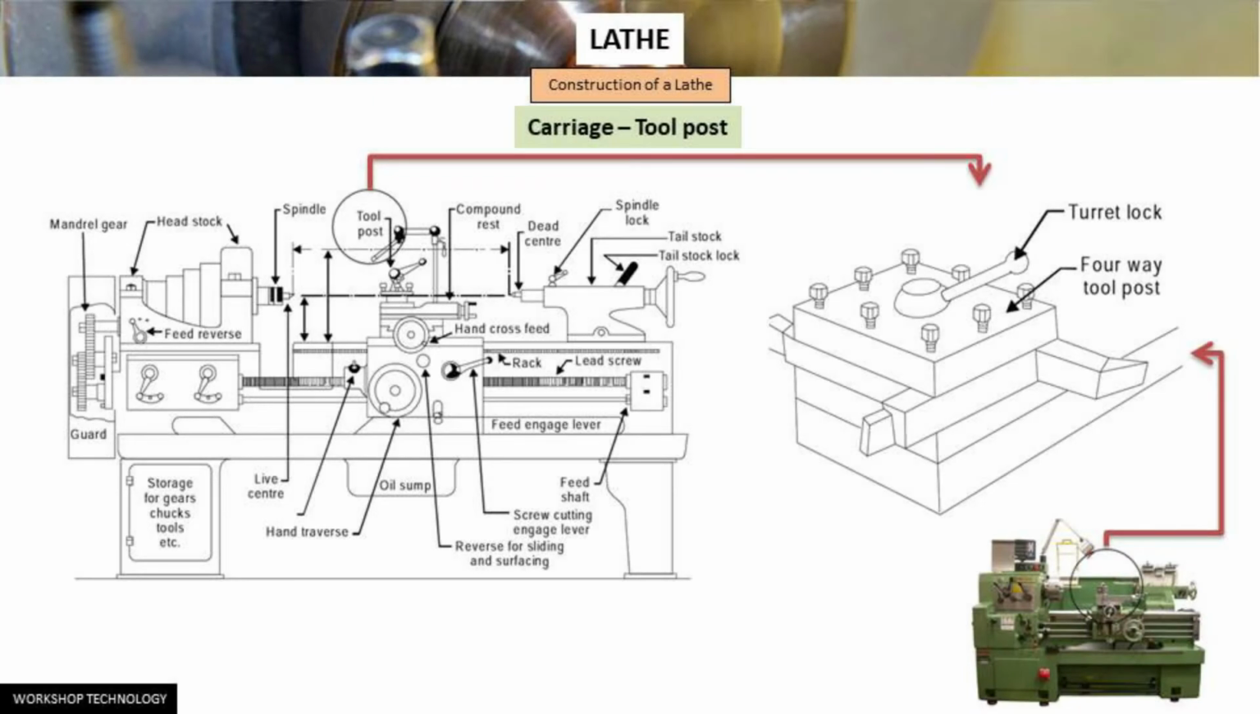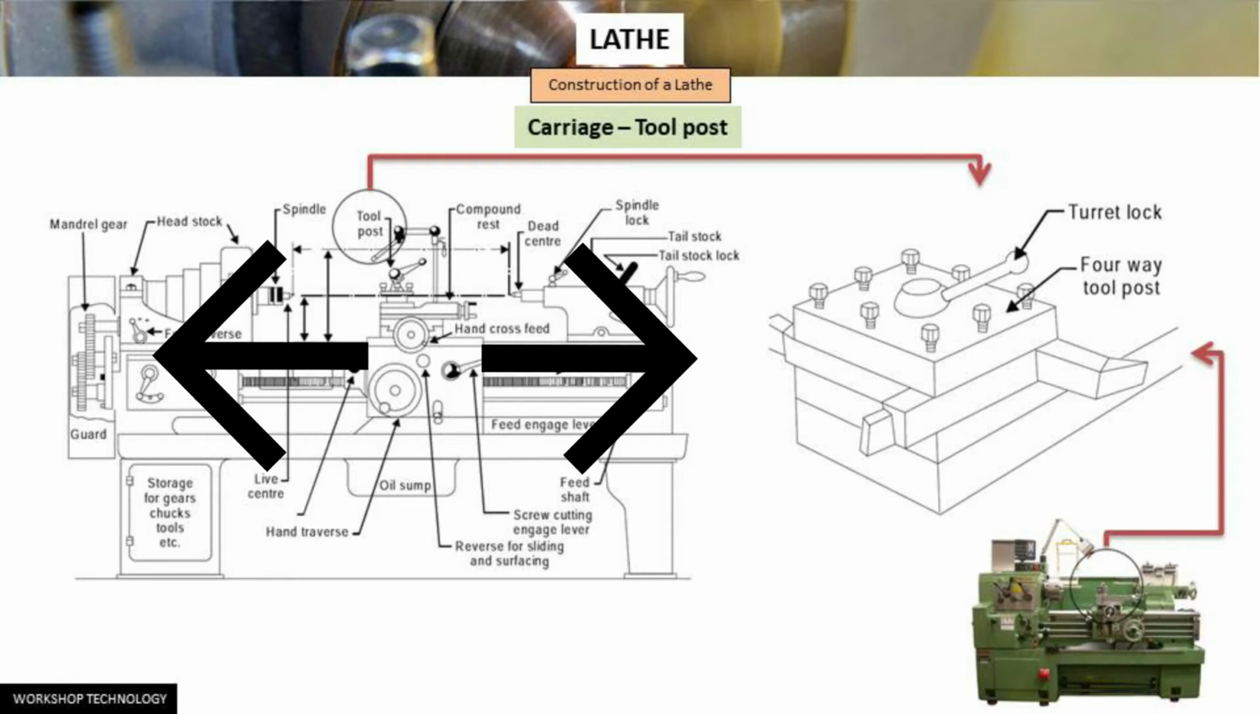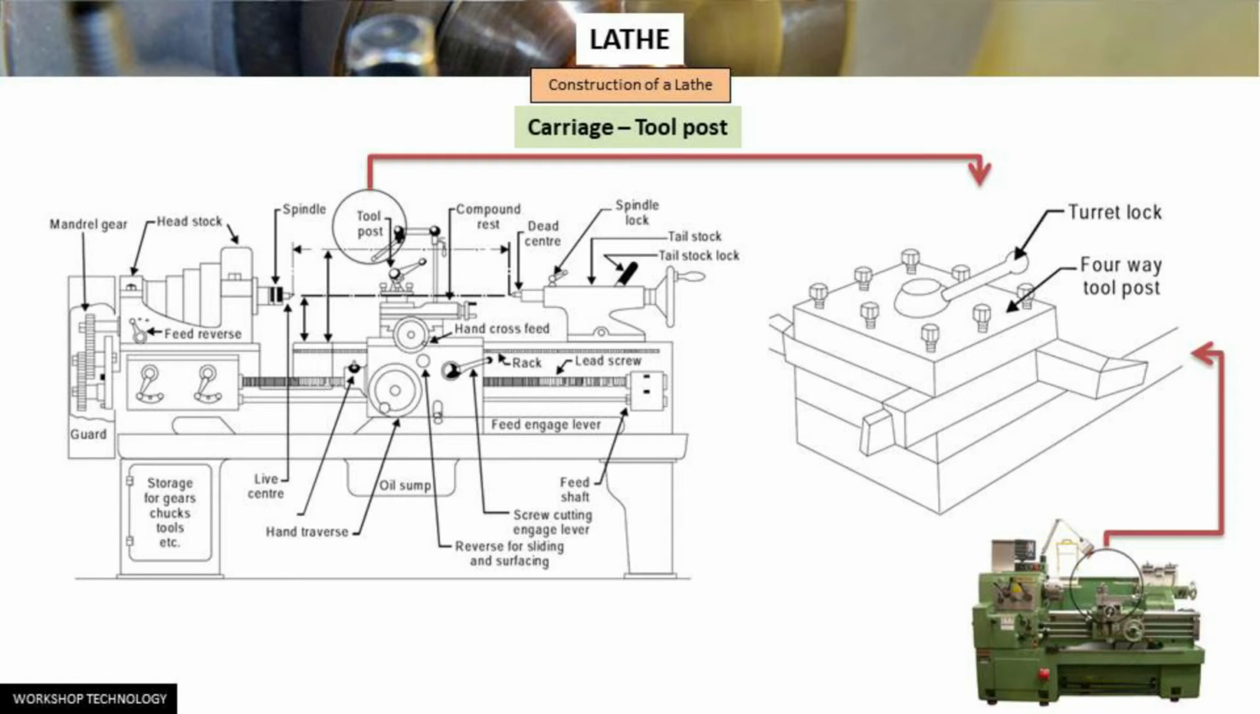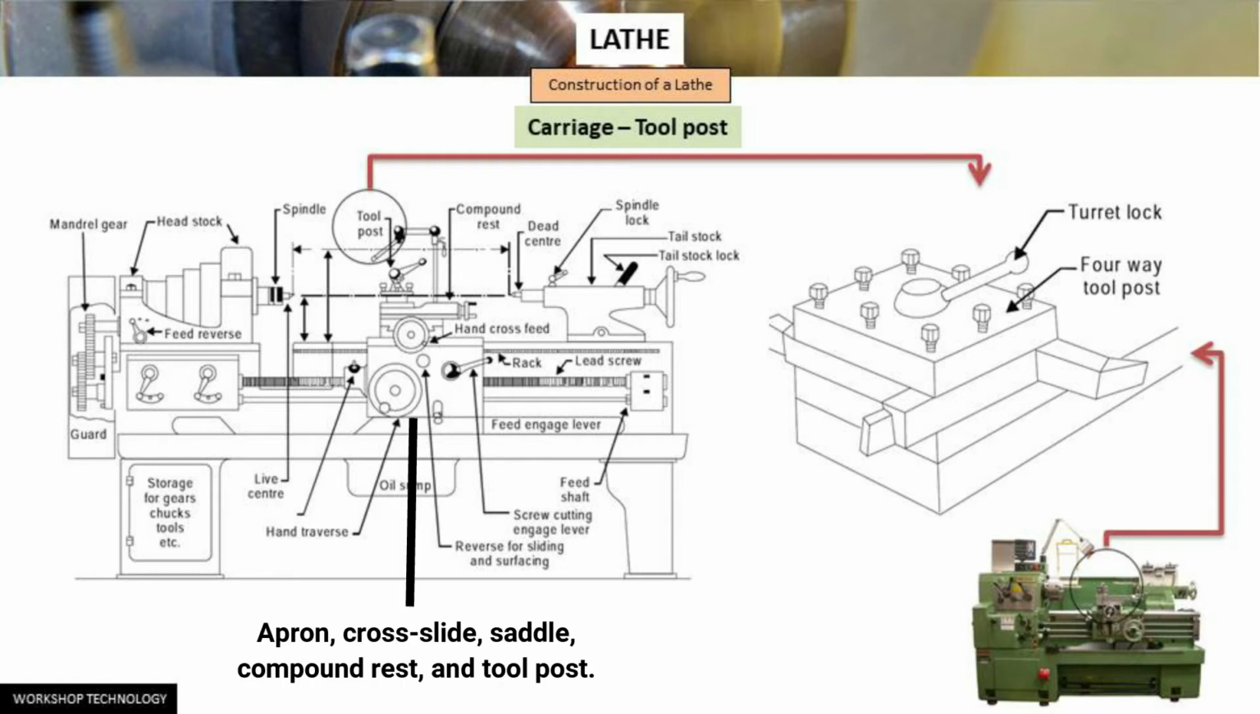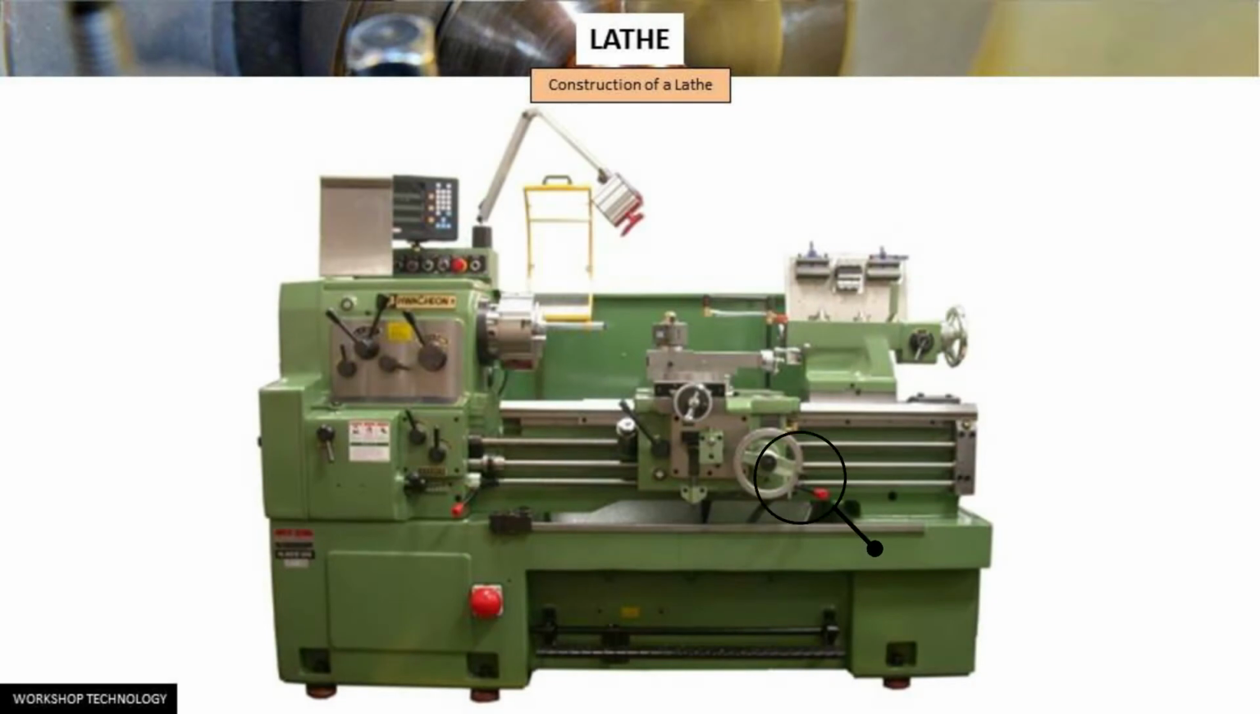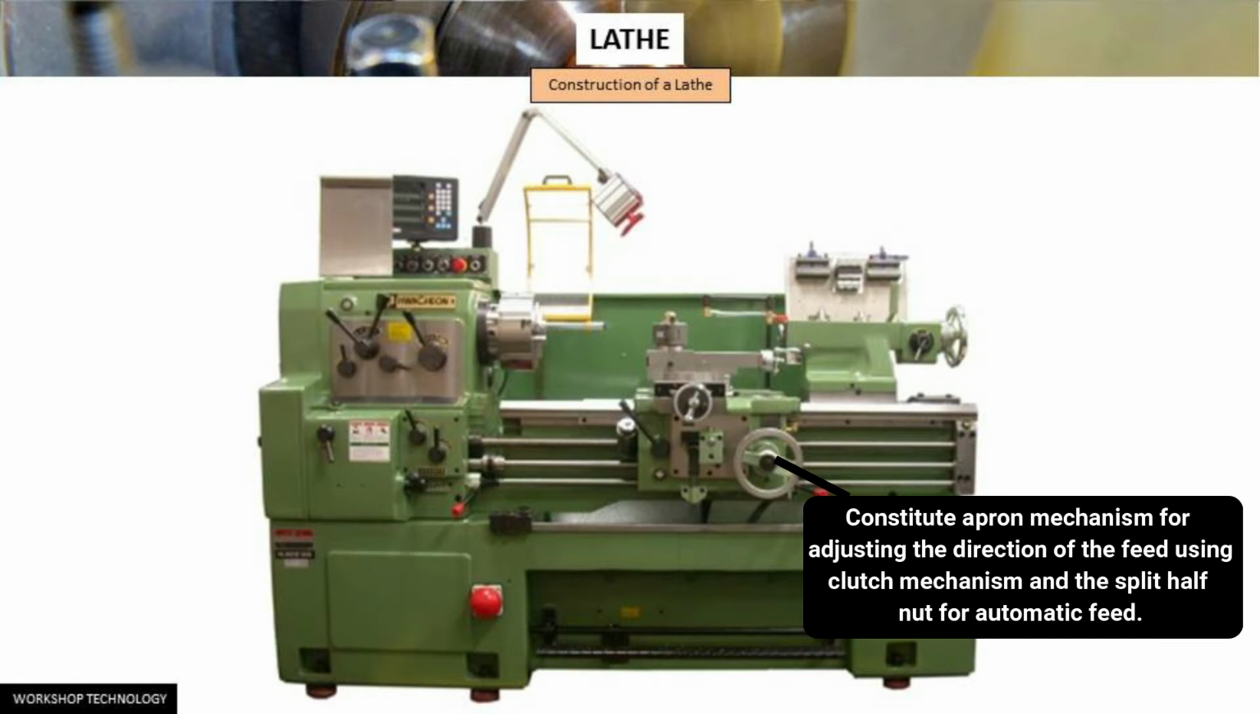Then we have the carriage. The carriage is mounted on the outer guide ways of the lathe bed, and it can move in a direction parallel to the spindle axis. It comprises important parts such as the apron, cross slide, saddle, compound rest and tool post. The lower part of the carriage is termed the apron, in which there are gears that constitute the apron mechanism for adjusting the direction of the feed using a clutch mechanism and the split half nut for automatic feed.